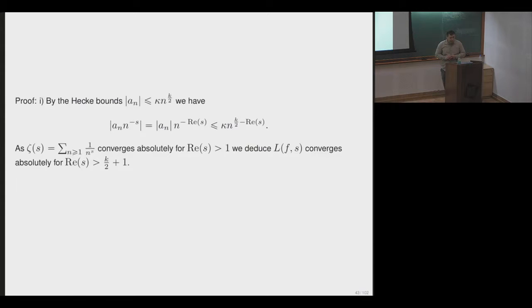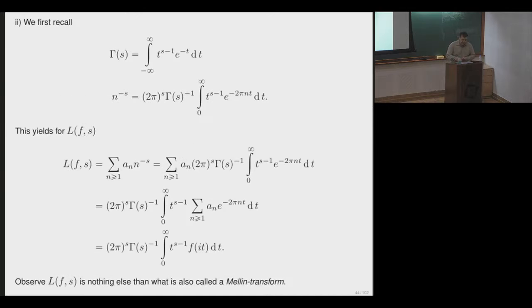How to prove this? The first one is quite easy. As I told you before, you just take these bounds for the coefficients, and then you compare it to the Riemann zeta function, and it is well known that the Riemann zeta function converges for the real part of s greater than 1. Okay, so this is the easy part.